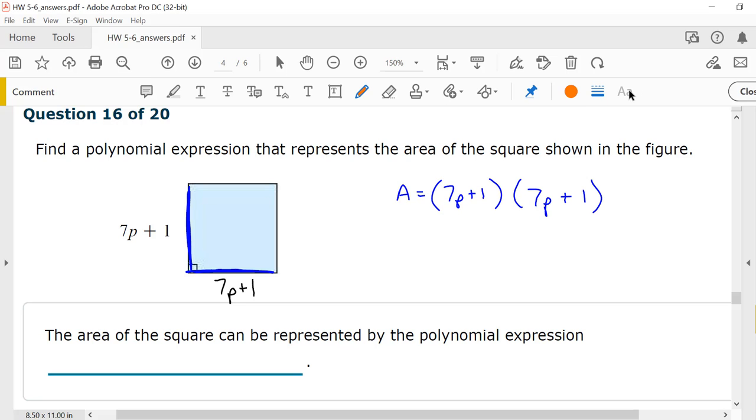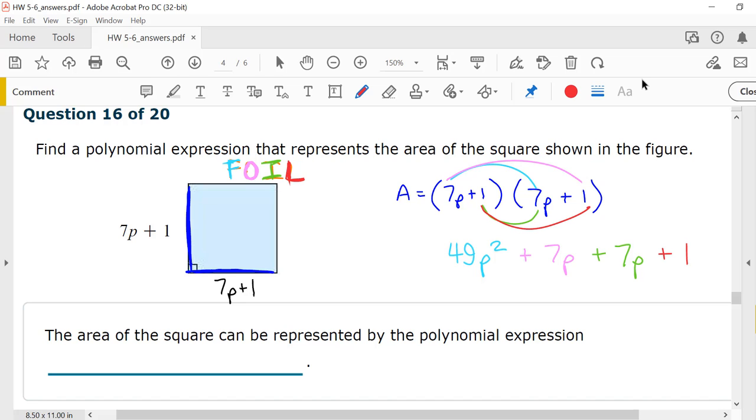Okay, I need to go FOIL that. So if I multiply the first terms together, 7p times 7p is 49p squared. The outer terms, 7p times 1 is 7p. The inner terms, 1 times 7p is 7p. And the last terms, 1 times 1 is 1.